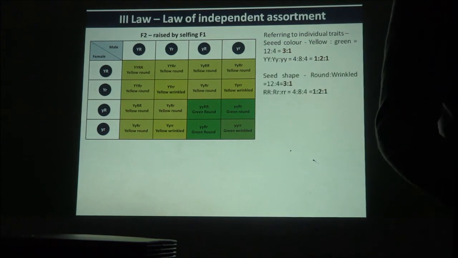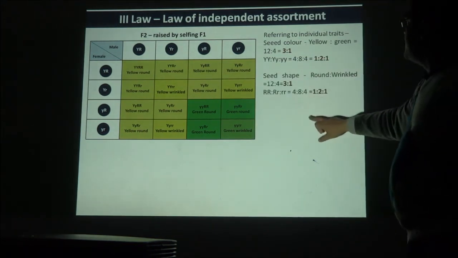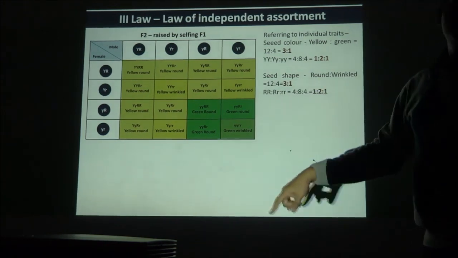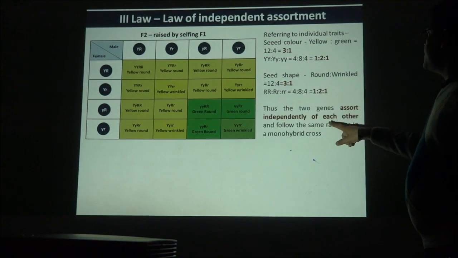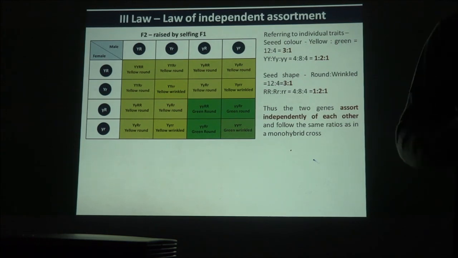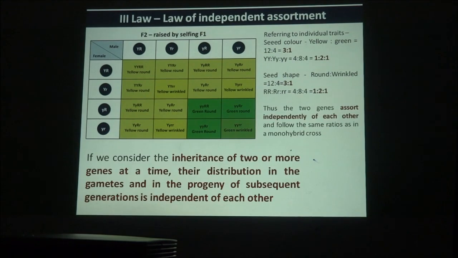Likewise for the other trait, round to wrinkled again gives the 3:1 ratio, which again simplifies into a 1:2:1 ratio in terms of genotype. The two genes assort independently of each other and follow the same ratios as in a monohybrid cross. That is, they do not really affect each other in any way. So if you consider the inheritance of two or more genes at a time, their distribution in the gametes and in the progeny of subsequent generations is independent of each other.